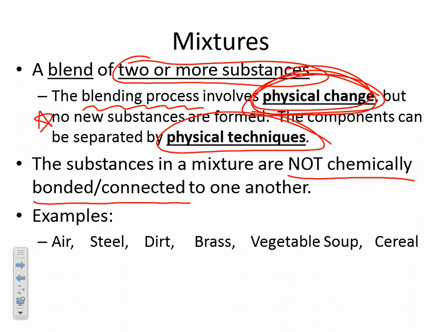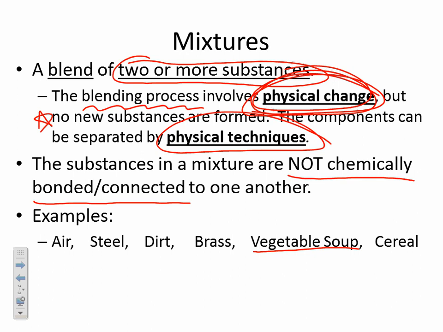Now, classic examples of mixtures: air, steel, dirt, brass, vegetable soup. This is always a big one. I think you can really picture, like with vegetable soup, all the different components. They're not actually connected because you got your carrots, you got your beans, you got your broth. They're all different, but they're not actually connected. Cereal, that's always a big one. Think Lucky Charms, the different components of that. That's very much a mixture.